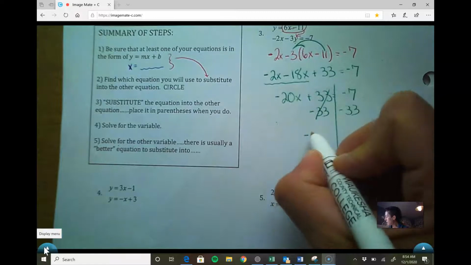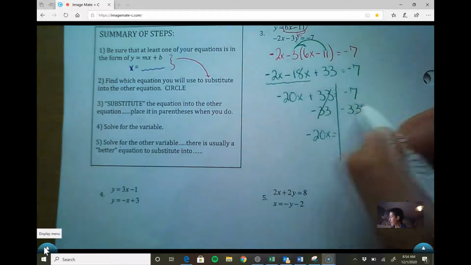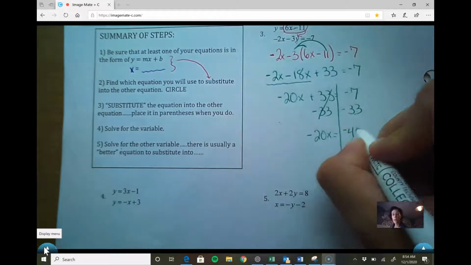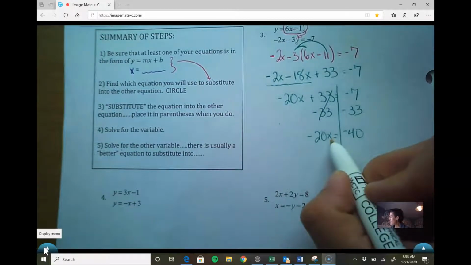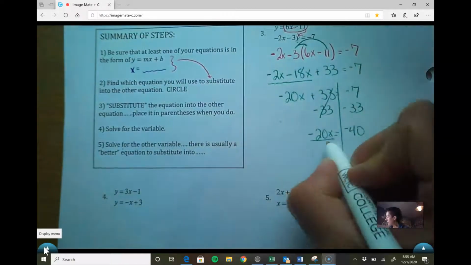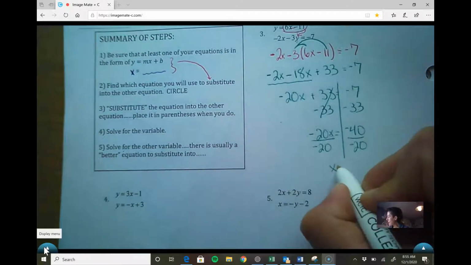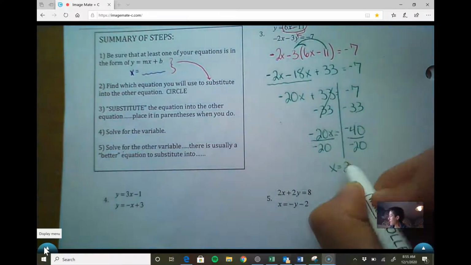On the left side, you still have the negative 20x. And on the right side, negative 7, take away negative 33 is a negative 40. You can use your calculator if you need to. And then the final step to get x alone is, since these 2 are being multiplied, I'll undo that by dividing by negative 20. And when we're done, we get x is 2, because negative 40 divided by negative 20 is 2.